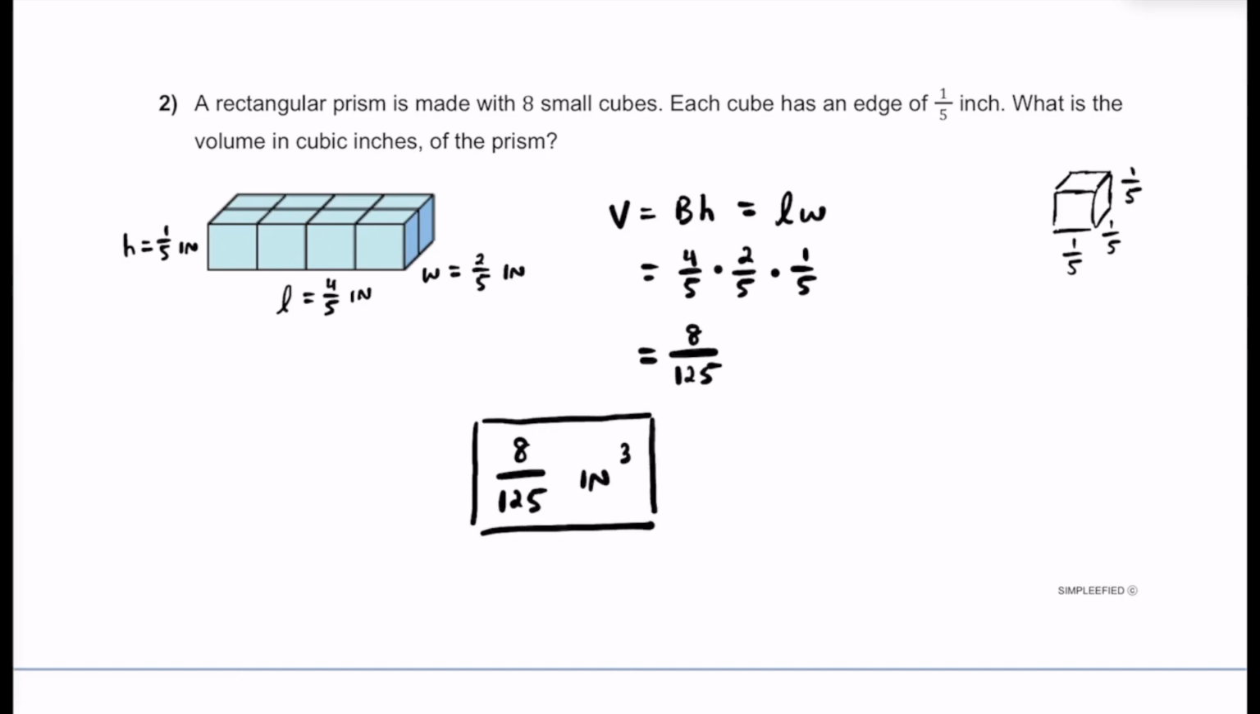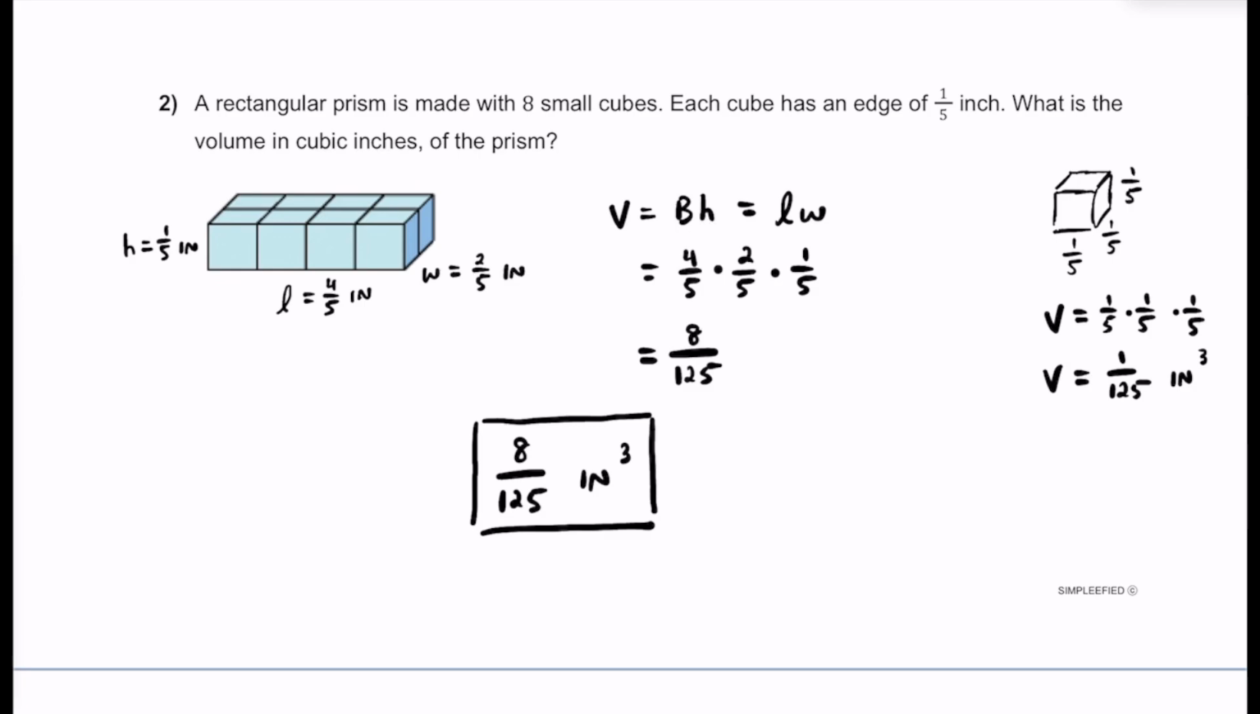Okay. Hopefully this makes sense too, because if you just wanted to find the volume of one of these little cubes, the volume of one little cube would just be 1/5 times 1/5 times 1/5. And if you go ahead and multiply those all together, 1 times 1 times 1 is 1, and 5 times 5 times 5 is 125, so 1/125. So the volume of this one little cube here is 1/125 cubic inches. So if you wanted to do it this way, you could do that too, because this is the volume of just one of them. And if you multiply this by 8, you can see that would be this 8 over 125 cubic inches for the volume of the entire prism.